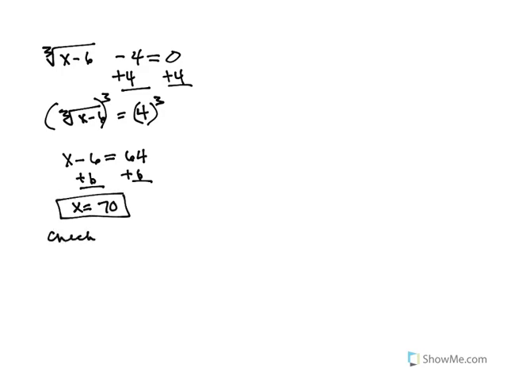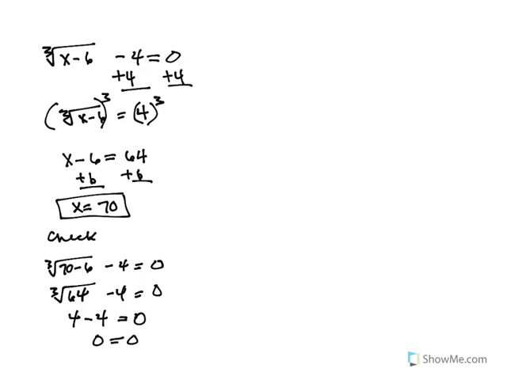We can always check. The cube root of 64 minus 4 equals 0. The cube root of 64 is 4. 4 minus 4 is 0. Does 0 equal 0? Yes. So we know we did it correctly.